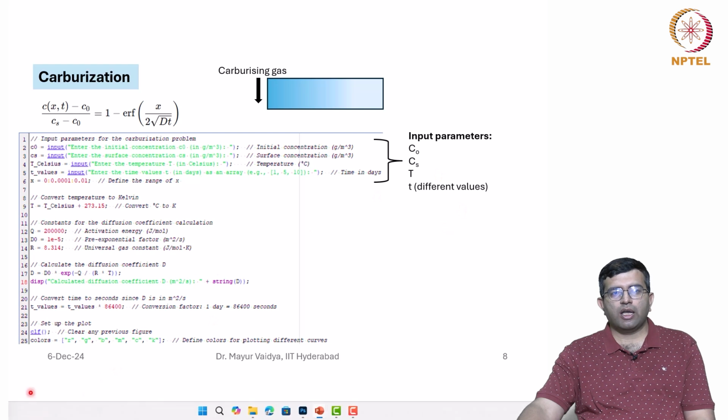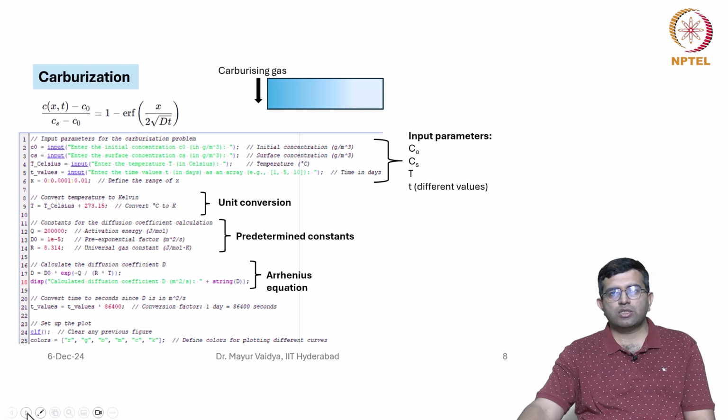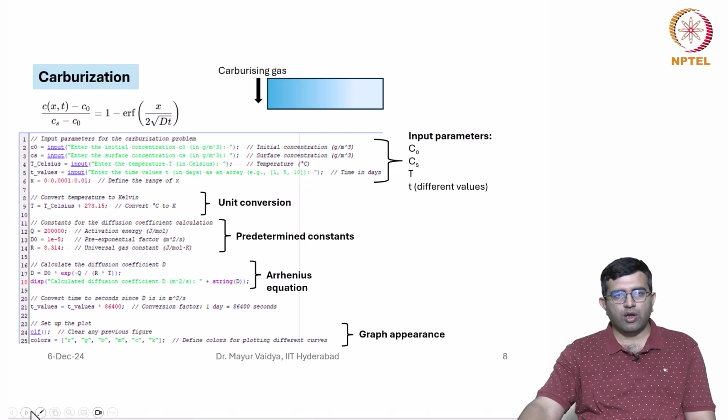So, just to again emphasize, here I have written in slightly bold font: these are the input parameters, this is unit conversion, these are the predetermined constants, the Arrhenius equation, and the appearance of the graph.